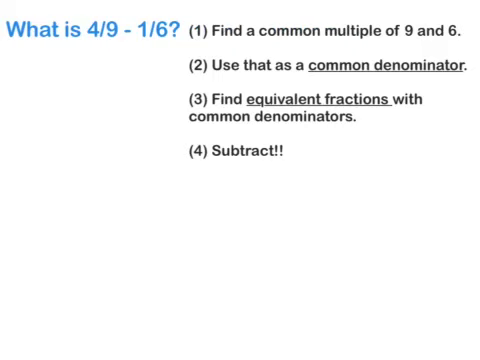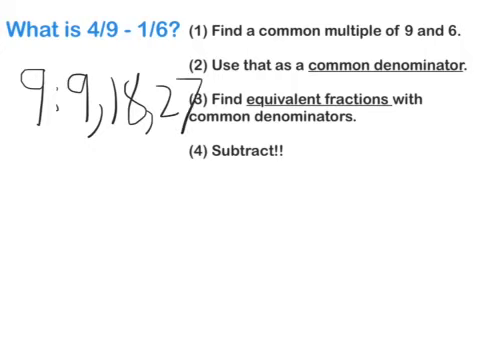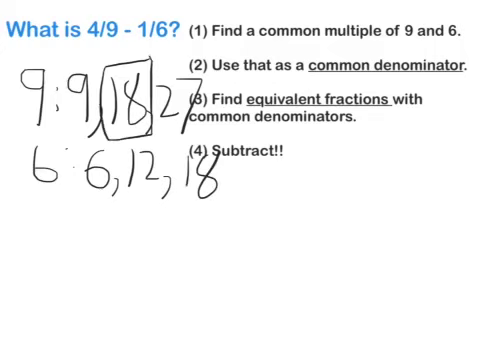Okay, so my first step, find a common multiple of 9 and 6. So I am just going to list some multiples of 9. Of course, 9, 18, 27 come after that. I'll list some multiples of 6. 6, 12, 18. Oh, look! I have found the least common multiple of 9 and 6. It is 18. So I'm going to use that as my common denominator.